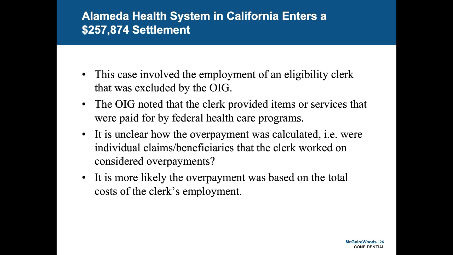This case involved an employment of an eligibility clerk that was excluded by the OIG. Again, the OIG noted the clerk provided items or services that were paid for by federal health care programs, even though the clerk wasn't actually providing direct medical care. Again, they didn't specify how the overpayment was calculated, for example, whether all individual claims, beneficiaries that the clerk worked on were considered overpayments. As I said earlier, it's more likely that it was based on the total cost of employment of that eligibility clerk.